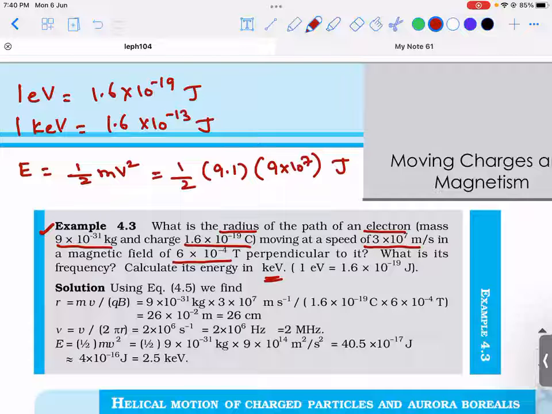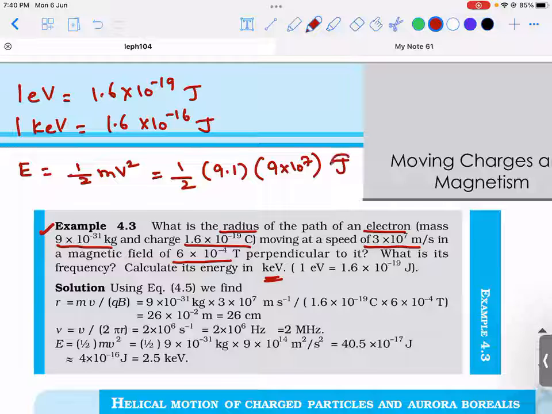1 electron volt is 1.6 into 10 power minus 19 joule. 1 kilo electron volt will be 1.6 into 10 power minus 16 joule, right? Yes, into 10 power 3, you do it on both the sides.